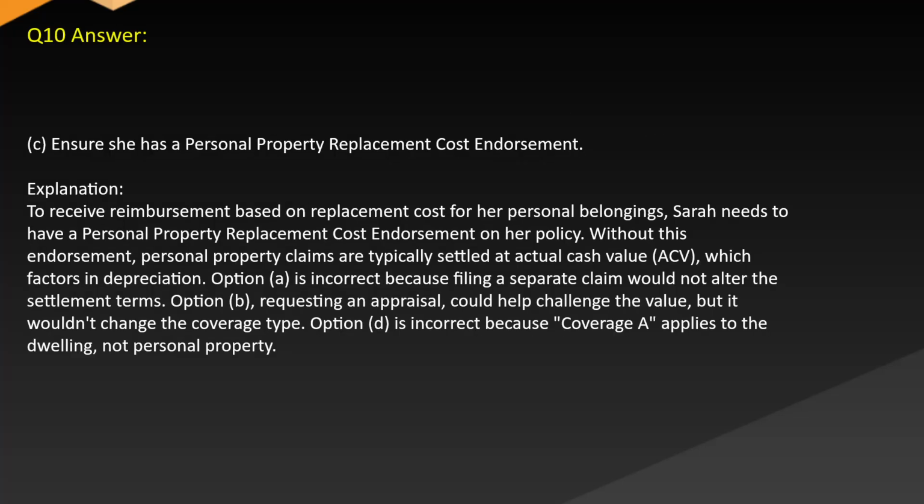Answer: C. Ensure she has a personal property replacement cost endorsement. Explanation: to receive reimbursement based on replacement cost for her personal belongings, Sarah needs to have a personal property replacement cost endorsement on her policy. Without this endorsement, personal property claims are typically settled at actual cash value (ACV), which factors in depreciation. Option A is incorrect because filing a separate claim would not alter the settlement terms. Option B, requesting an appraisal, could help challenge the value, but it wouldn't change the coverage type. Option D is incorrect because Coverage A applies to the dwelling, not personal property.